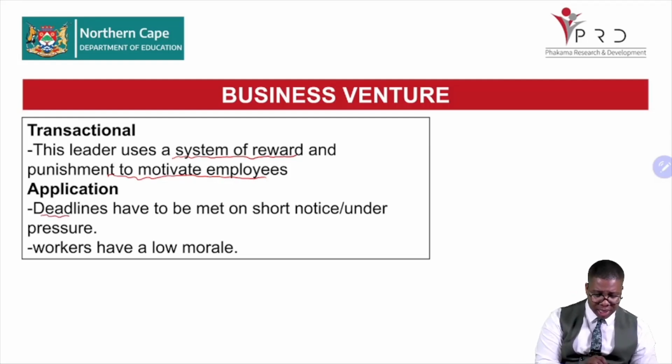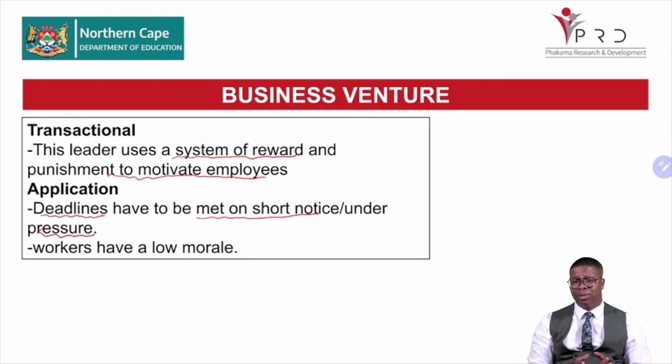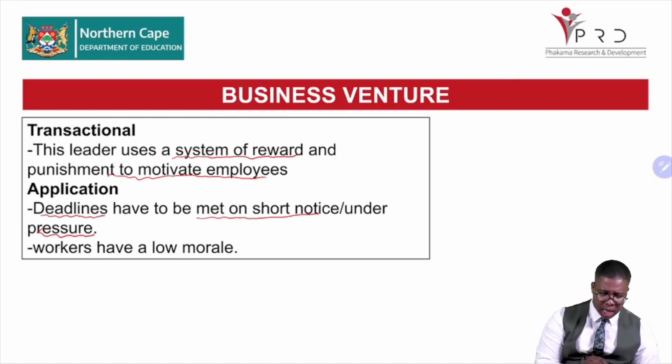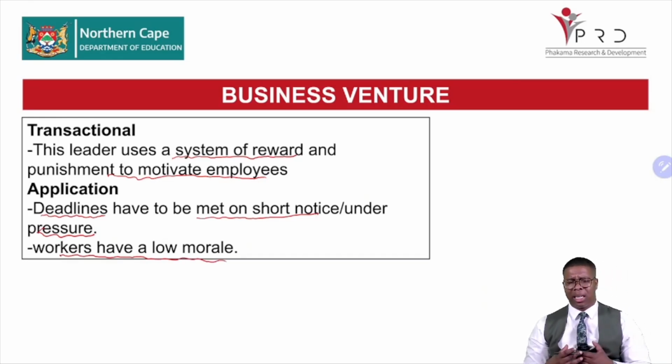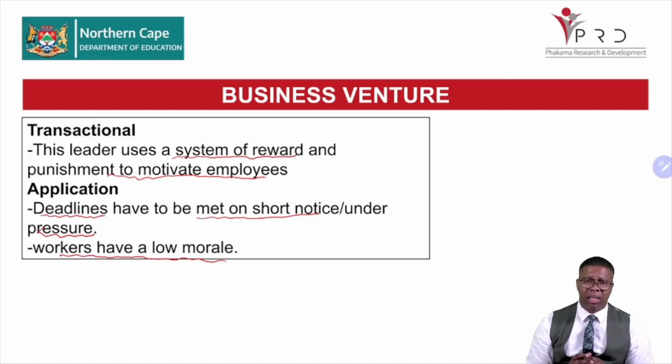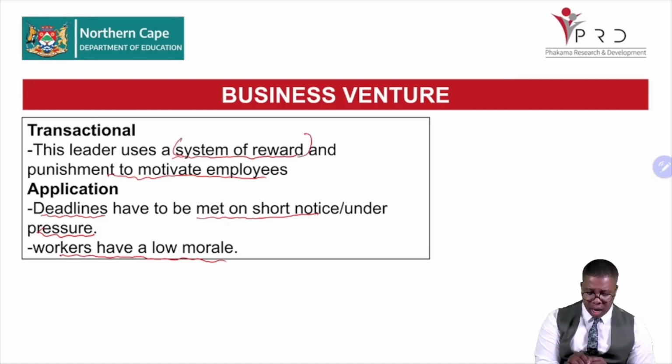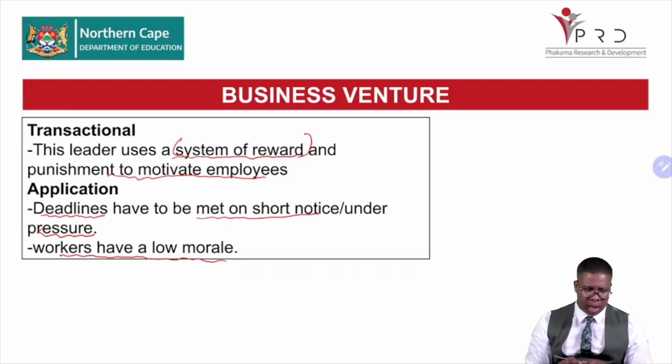You use this leadership style when deadlines have to be met on short notice or under a lot of pressure. So when there's a task or an activity that has to be submitted on short notice, the leader would say whoever is going to submit first will be rewarded. Maybe they will get a voucher for 500, maybe they will get a holiday trip or a flight ticket to wherever they want to go. Again, it can be used when workers have low morale. If employees have low morale and they are demotivated, this leadership style can be used so that the reward will try to improve the morale of the employees.